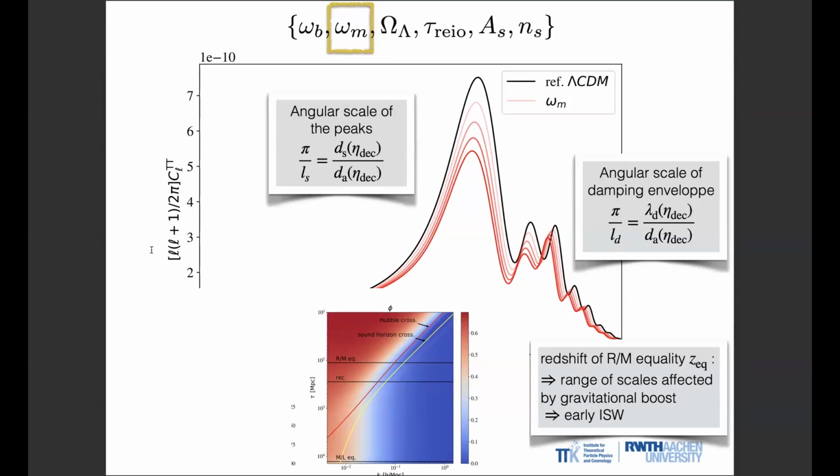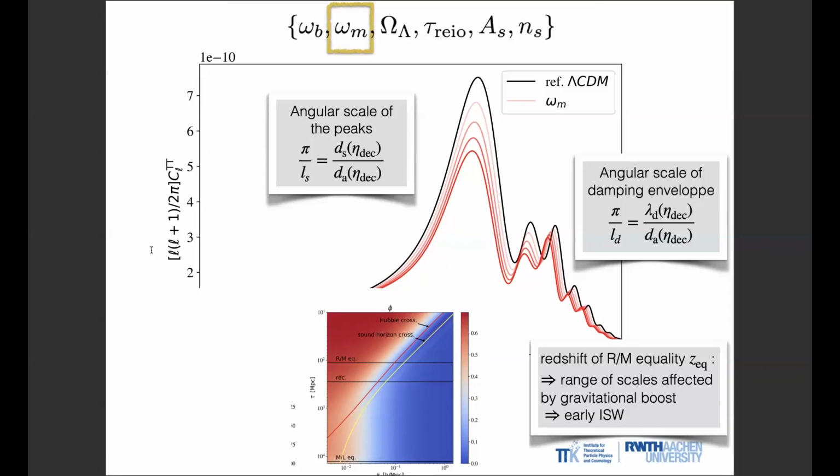These intermediate scales here are precisely the scales that live around this equality crossing line. And so depending on the equality taking place a bit earlier or a bit later, they are more or less affected by gravity boost. You see that when I increase omega m, the amplitude goes down. This is because these modes do not experience so much gravity boost anymore.